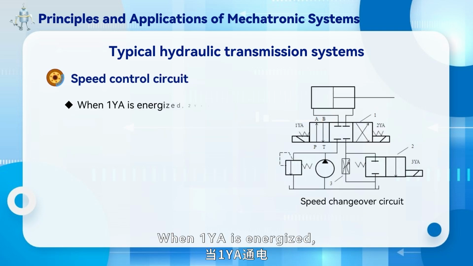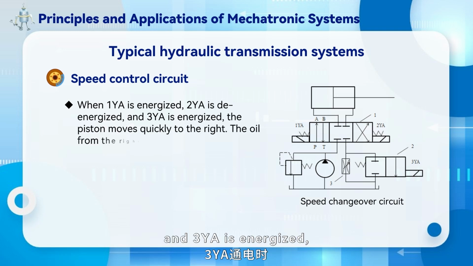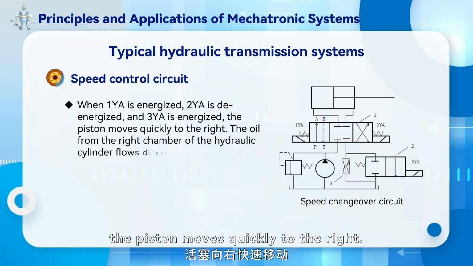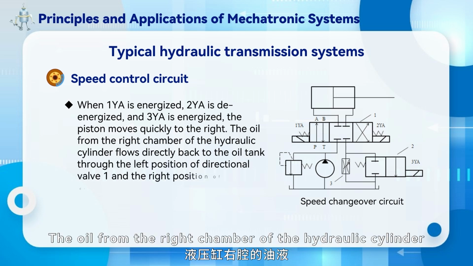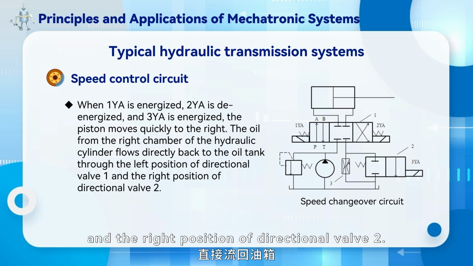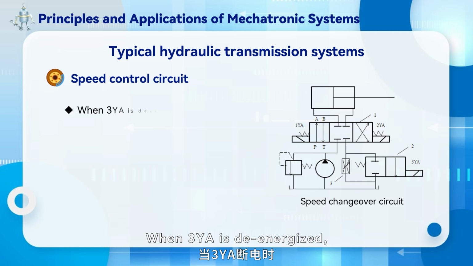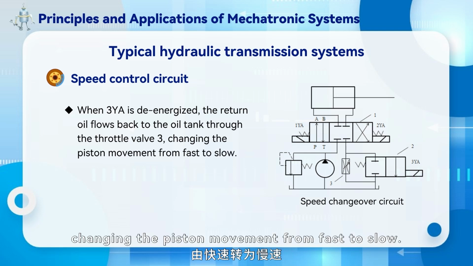When 1Y is energized, 2YA is de-energized, and 3YA is energized, the piston moves quickly to the right. The oil from the right chamber of the hydraulic cylinder flows directly back to the oil tank through the left position of directional valve 1 and the right position of directional valve 2. When 3Y is de-energized, the return oil flows back to the oil tank through the throttle valve 3, changing the piston movement from fast to slow.